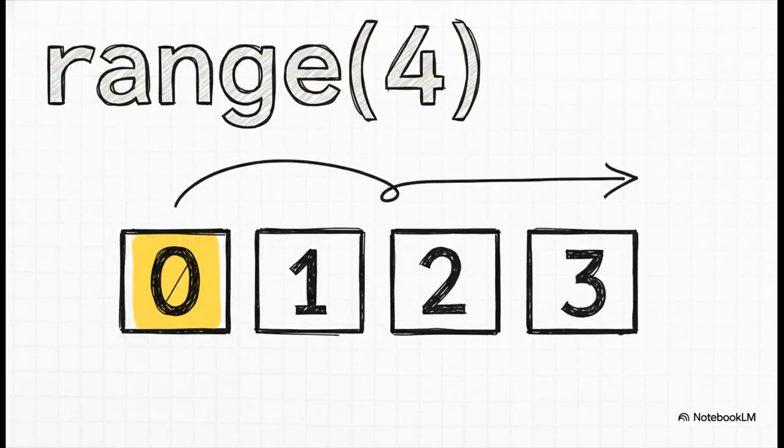That line, for count in range 4, is just an instruction to do something 4 times. The variable count keeps track of which lap we're on, and here's a fun little quirk for you. Programmers almost always start counting from 0. So a range of 4 actually gives us the numbers 0, 1, 2, and 3.